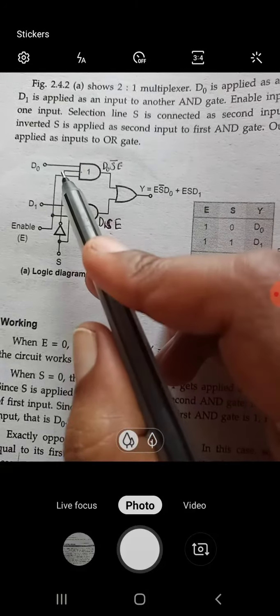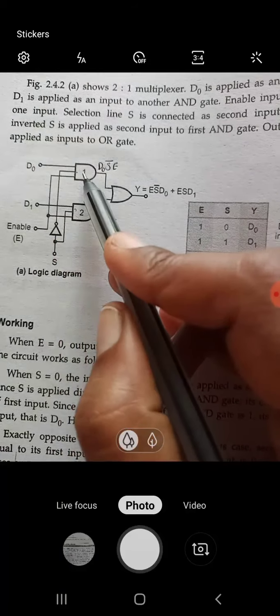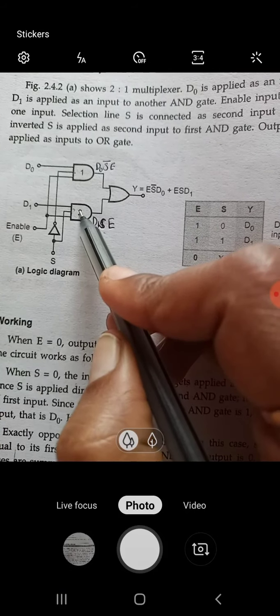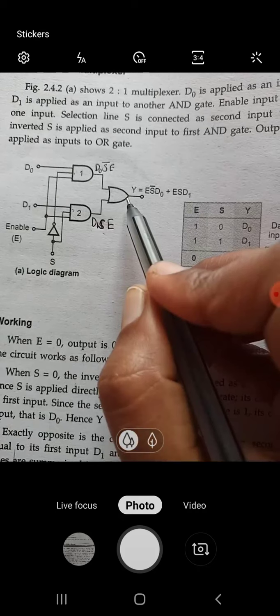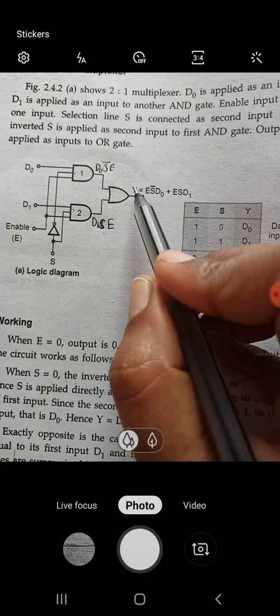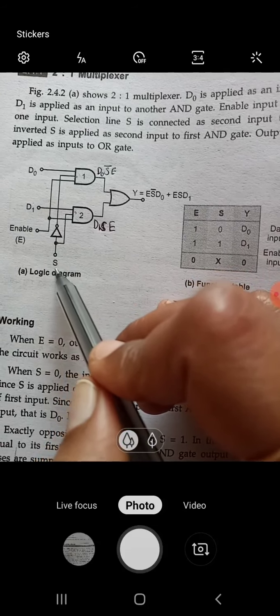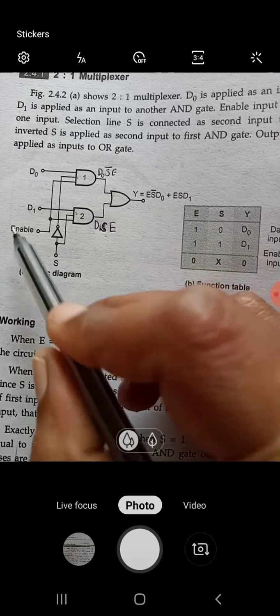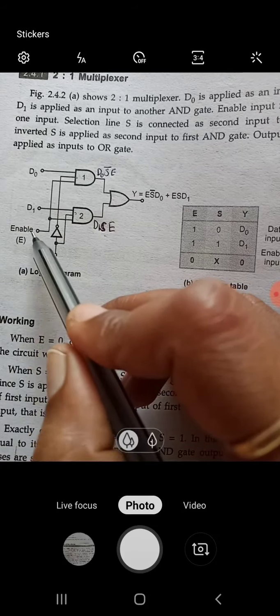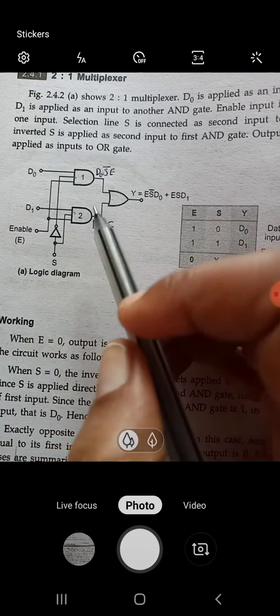What I have given here: d0 is the input, d1 is the input. There are 2 inputs. How many outputs do you have? You have only one output, that is y. I have one select line over here, I have named it S, and one enable input over here, named E.